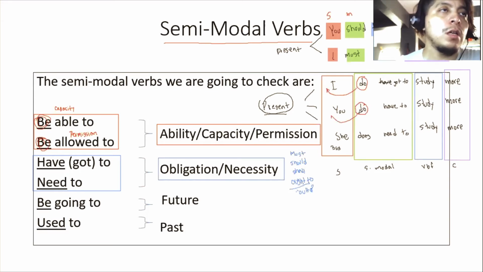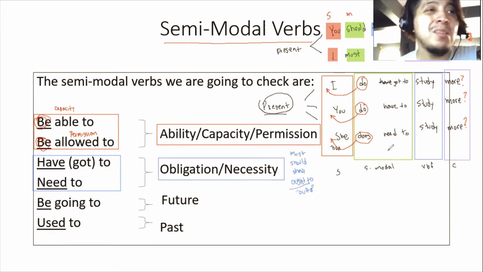First auxiliary, and then your subject. And then you have yes, no questions. Do I have got to study more? Yes, you have got to study more. Do you have to study more? Yes, you have to study more.